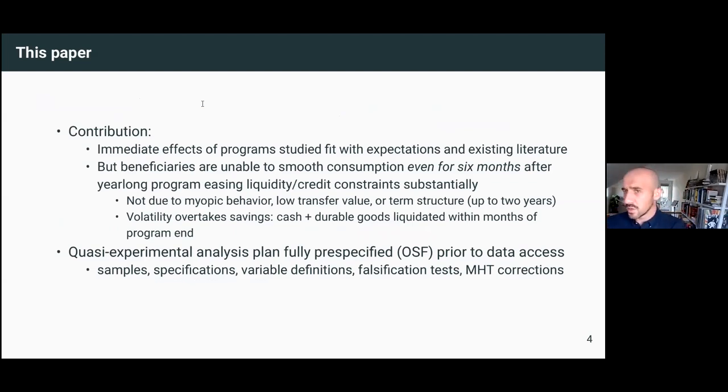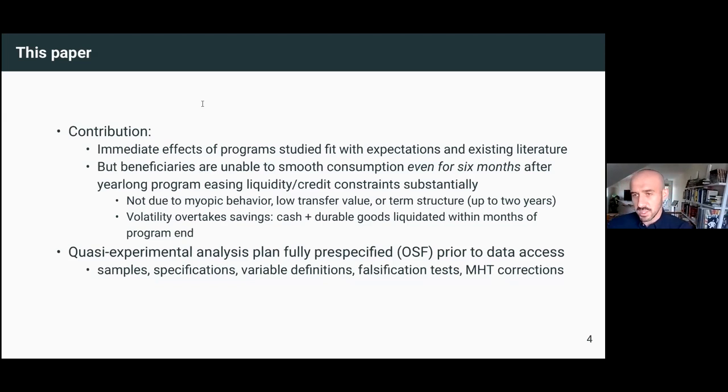We show immediate substantial effects of these programs, in line with the documented literature. But we show that beneficiaries are unable to smooth consumption, and even at 6 months, the consumption levels go back to where they started. Despite the fact that these programs are large enough to ease the liquidity and credit constraints, we show that this is not because of myopic behavior. Refugees spend money on basic needs. The transfer values are large, so the initial impacts are large too. And we also show that the term structure doesn't matter. In other words, you can be a continuous beneficiary or you might have never received assistance before. It doesn't matter. At the end of the program cycle, you go back to where you began.